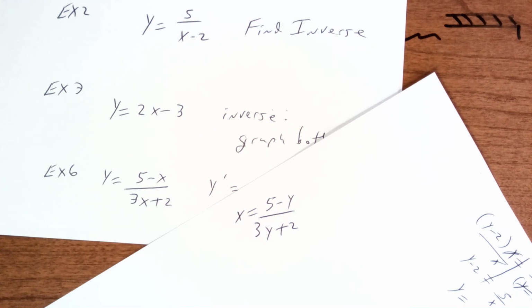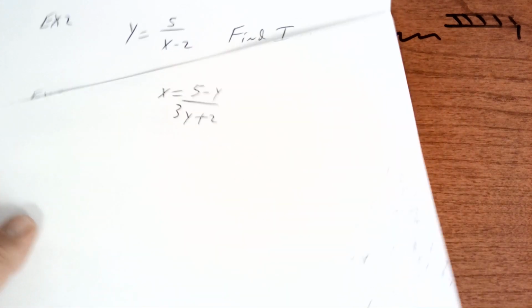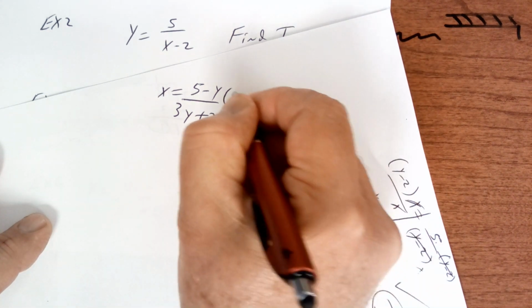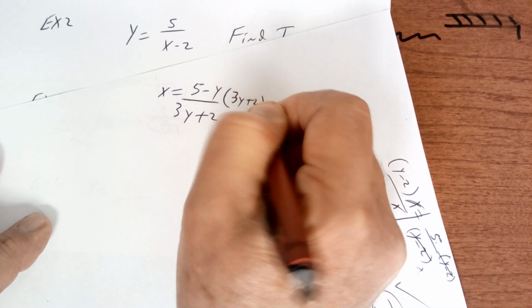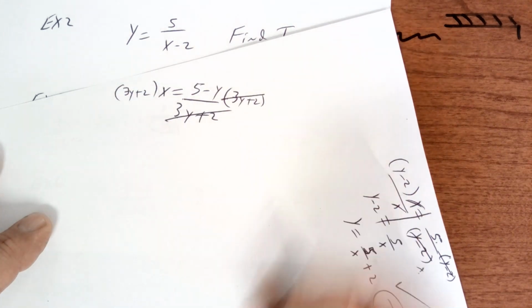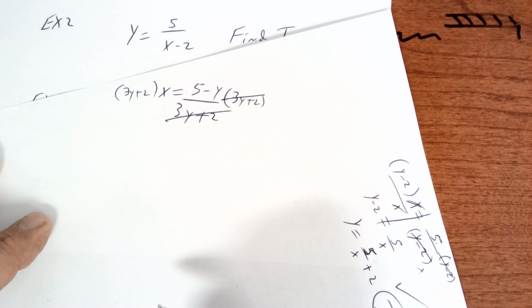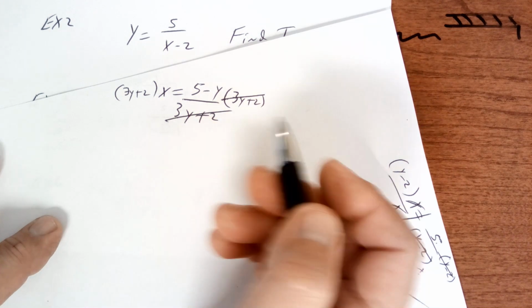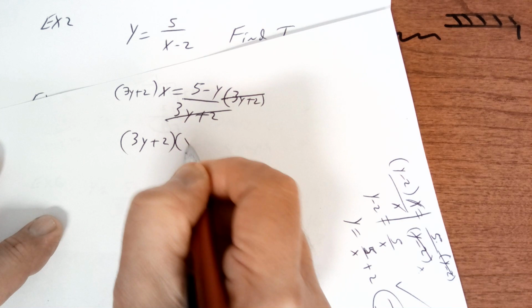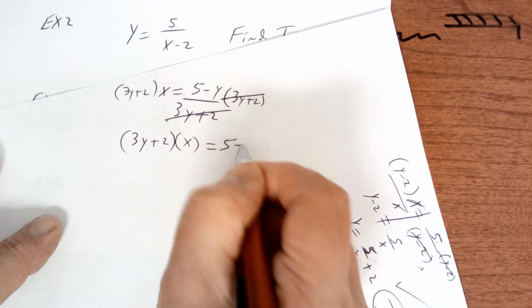So we switched the x's and the y's, and now we've got to get y by itself. So if I had to work this one, what I would do first is clear my denominator. So I would multiply by 3y plus 2 on both sides, and then this cancels. So now I'm going to go ahead and have this.